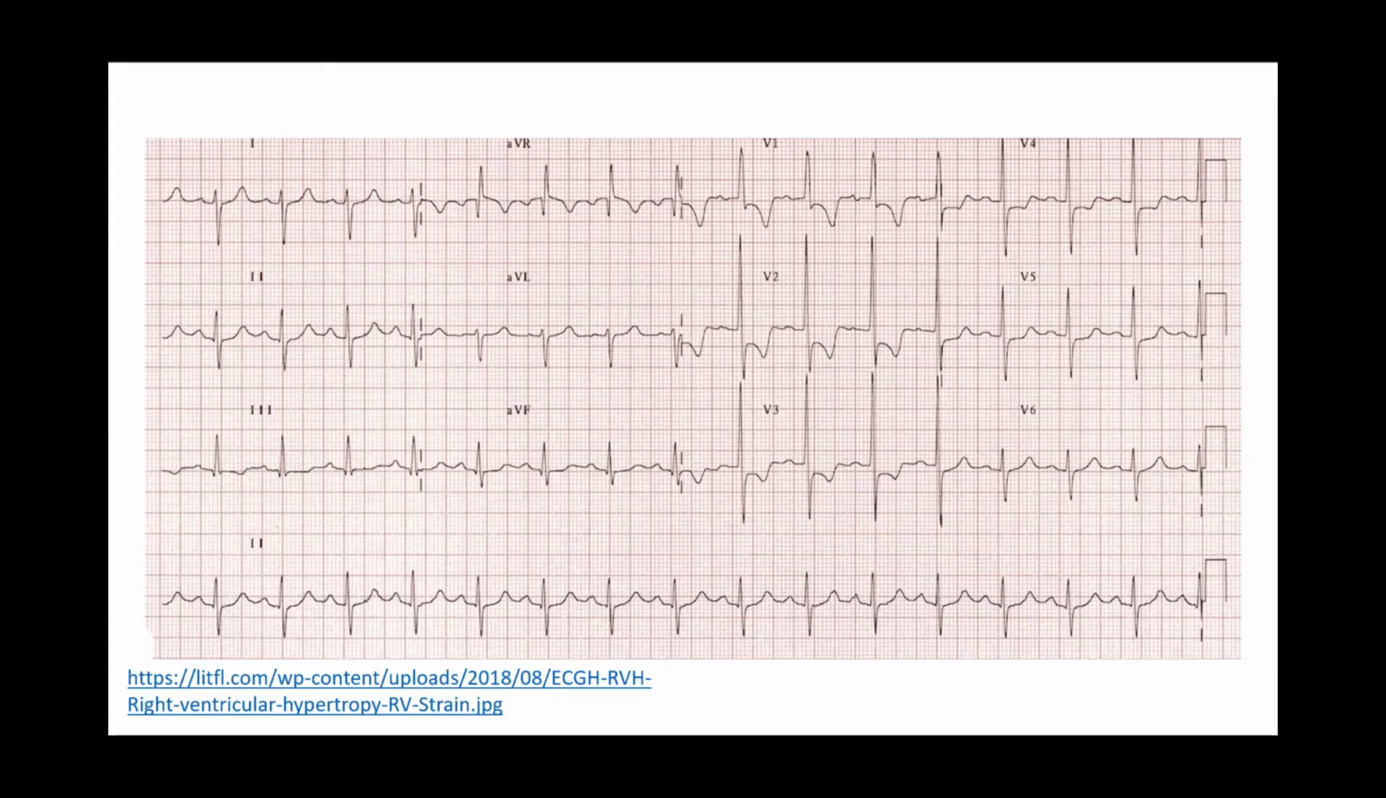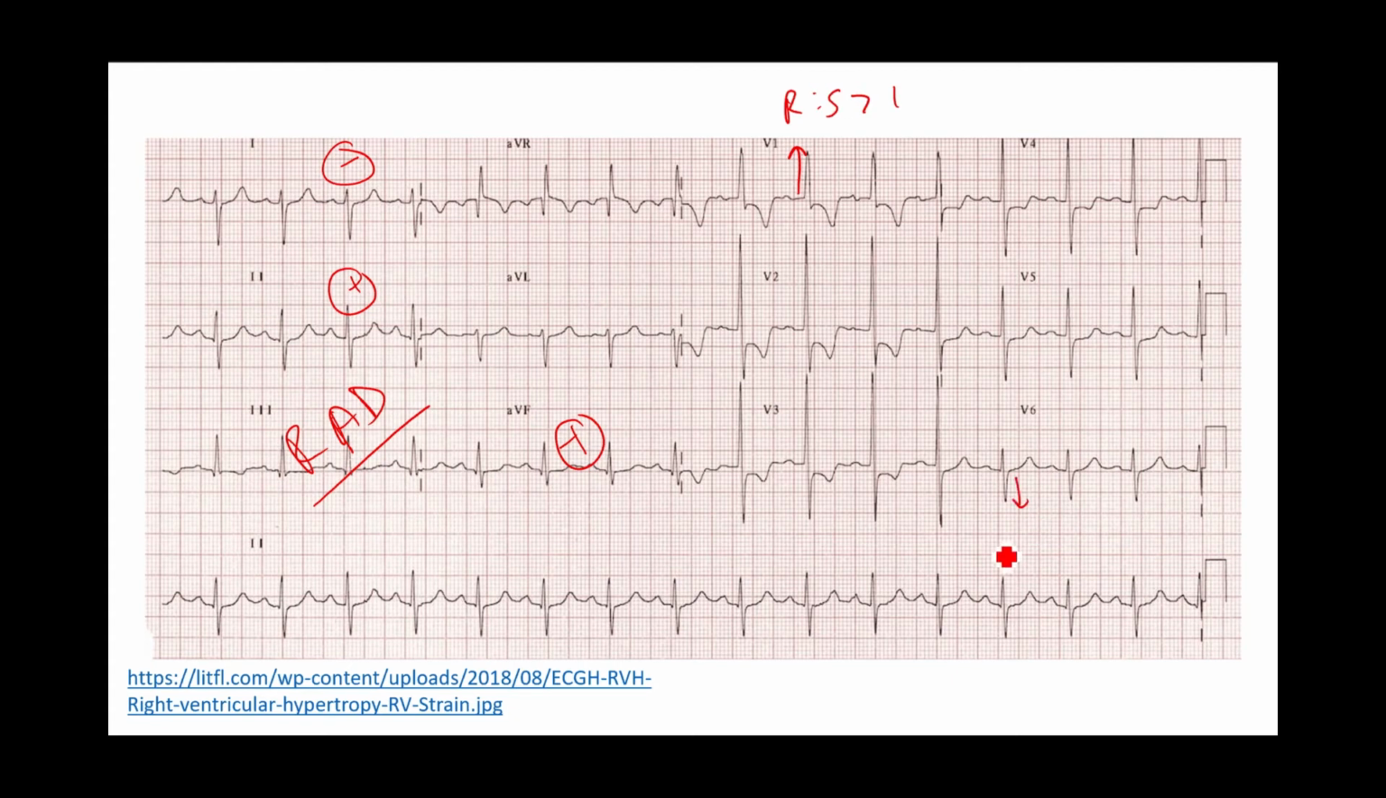So this is a great example of right ventricular hypertrophy. As you can see, the QRS in lead 1 is more negative, while leads 2 and aVF are both positive, indicating right axis deviation. Now let's look at V1. You can tell right away that the R wave is much larger than the S wave, meaning that the R to S ratio is greater than 1.